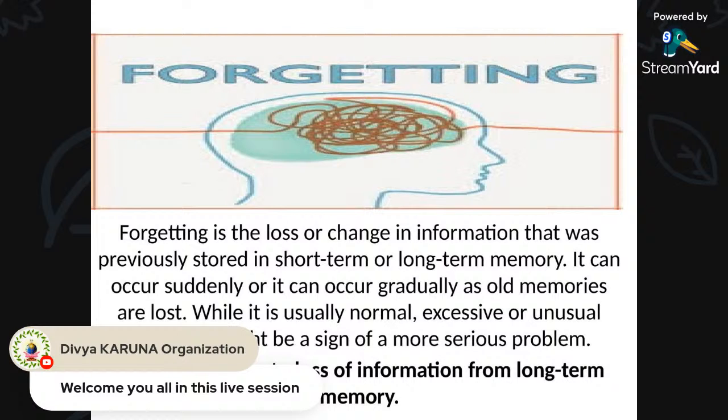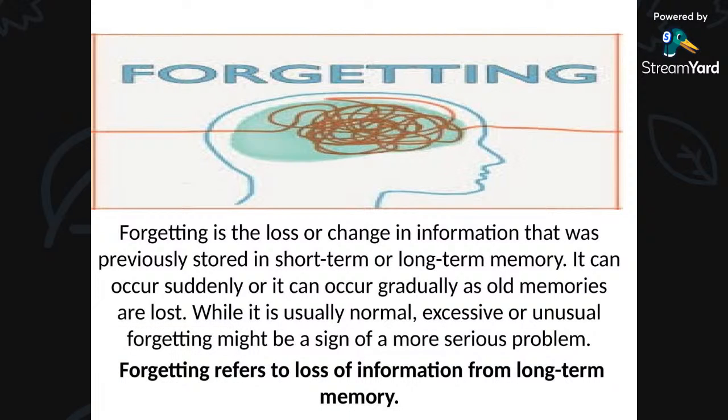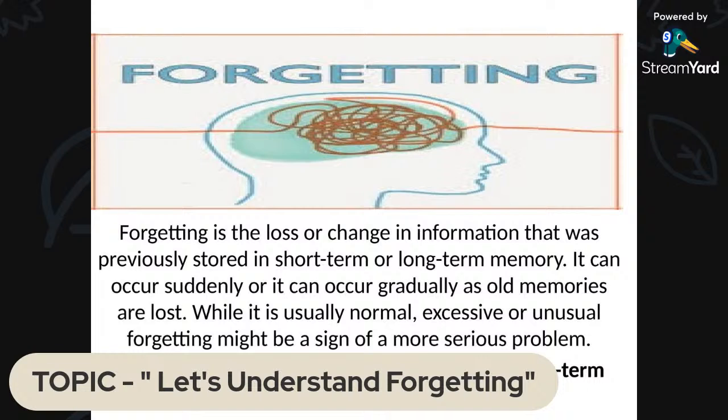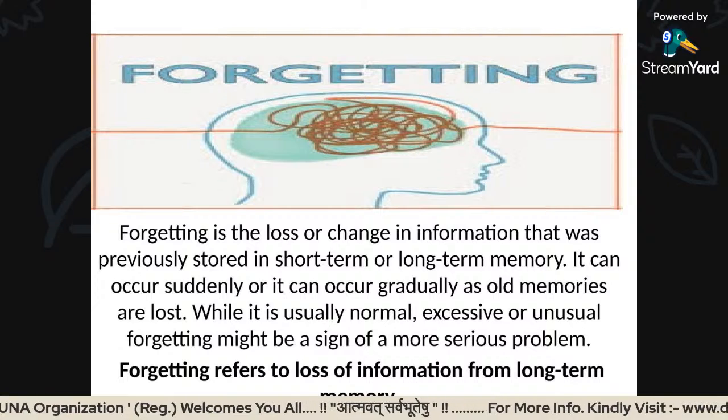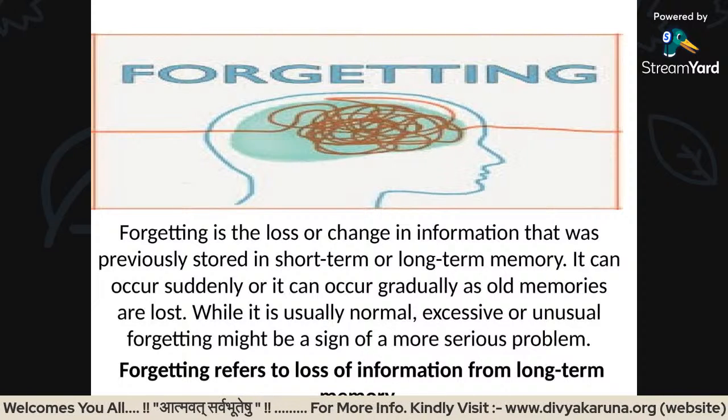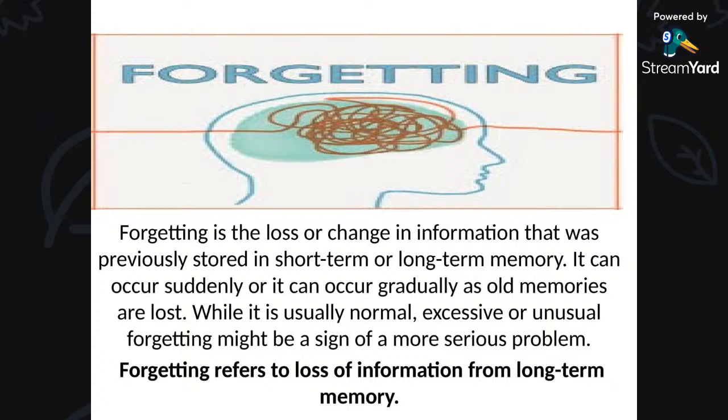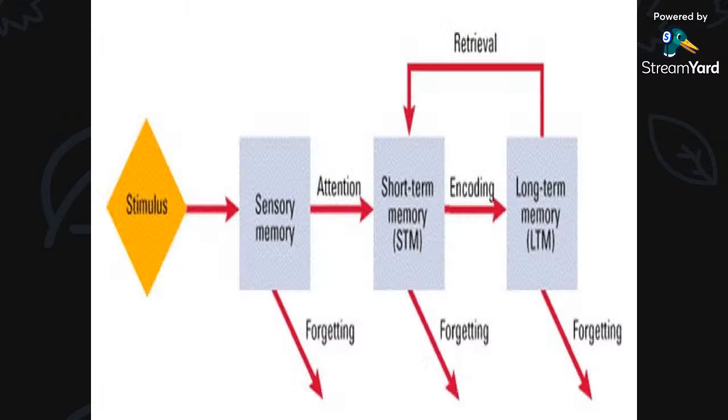So today we are going to start with a new topic, that is forgetting. So let's proceed. Well, forgetting is the loss or change in information that was previously stored in short-term or long-term memory. It can occur suddenly or it can occur gradually as old memories are lost. While it is usually normal, excessive or unusual forgetting might be a sign of a more serious problem. Forgetting refers to loss of information from long-term memory.